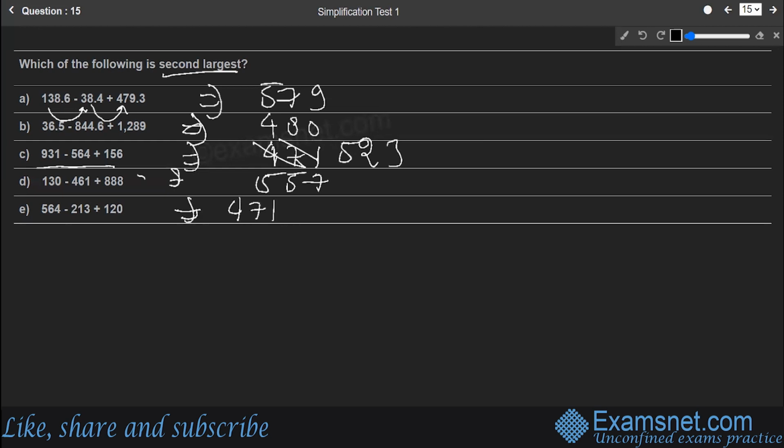So we are just supposed to find out the second largest. Obviously the largest number is 579, so obviously the second largest number is 557. That's what should be the answer, which is option number D. So that is the right answer: 557, and option D is the second largest number.